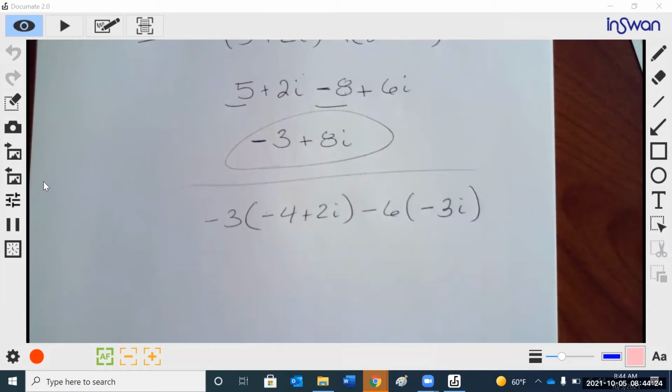It looks weird. Are these all complex numbers? Yeah.